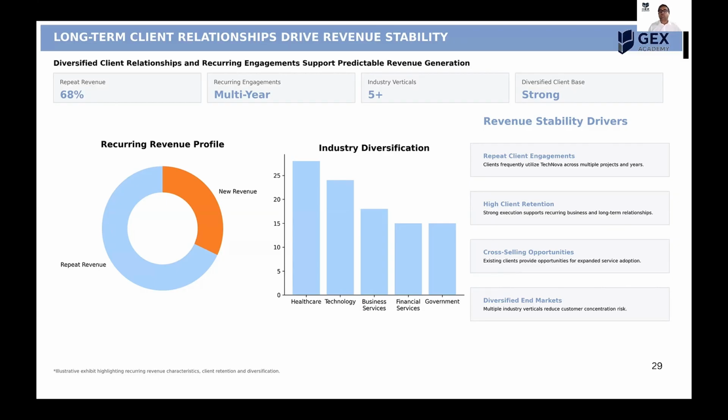So really, the most important thing you want to ask yourself is, does this support management's argument that future growth can come from existing client relationships, right? Because if a significant portion of the future growth depends on client penetration and cross-selling, then the strength of this relationship becomes a very important part of the investment thesis, right?